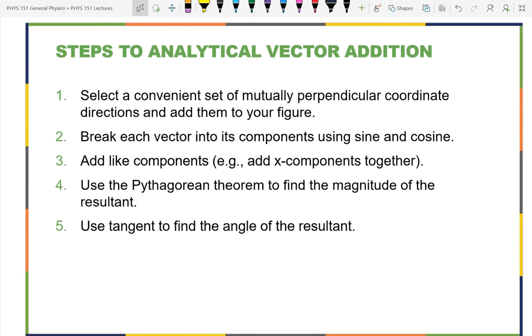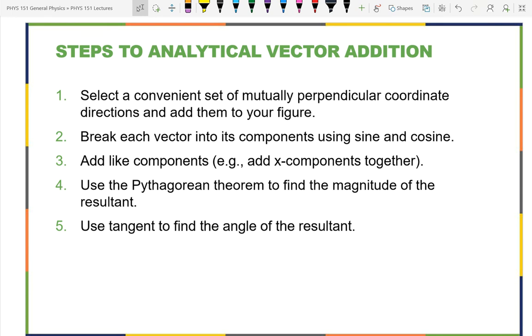So when we do an analytical solution, here's some steps I wrote down. Number one, select a convenient set of mutually perpendicular coordinate directions and add them to your figure. Usually, we do horizontal and vertical. Why? Because usually we're doing something with gravity, and since gravity is vertical, we want one of our directions to be parallel to gravity. Sometimes we will use different orientations. They just have to be perpendicular.